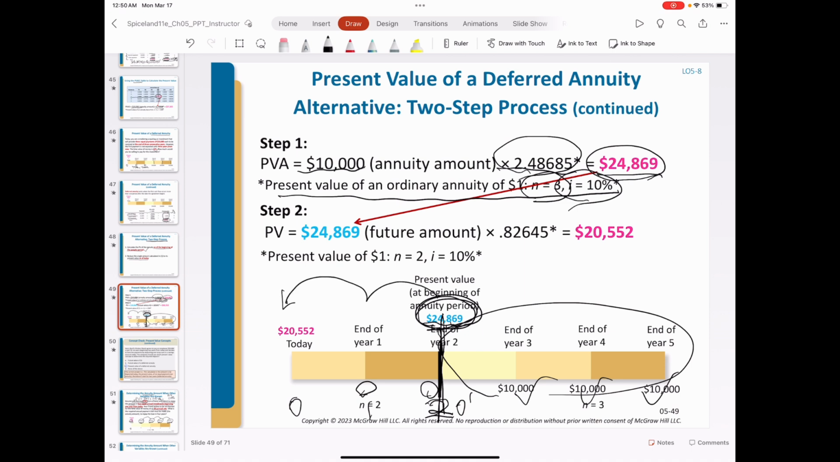Okay, so this represents the cash flow at time 2. We calculate its present value for 2 periods. We treat this as the future value because this is the value at the end of year 2. Then we multiply by the present value factor for a single sum, 2 years, 10%. Finally, we have the present value. So that's the 2 steps for deferred annuities.